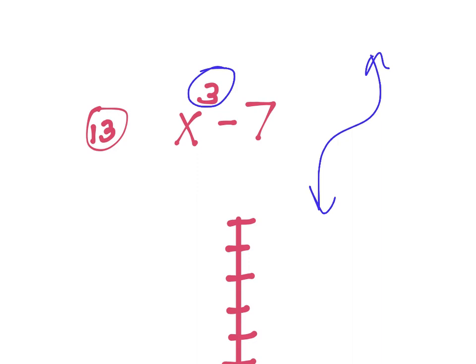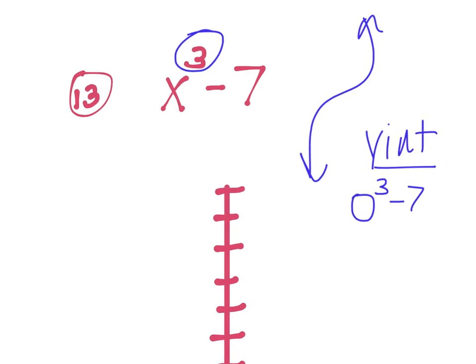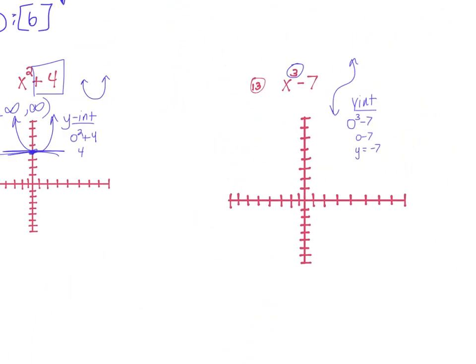Okay, that minus 7. What does that minus 7 do to the graph? It's a negative, so it goes down 7. If you don't know that, find the y-intercept. Plug in 0 for x. So 0 cubed minus 7. What's 0 cubed? 0. So 0 minus 7 is negative 7. So I have a point down here at negative 7. 1, 2, 3, 4, 5, 6.